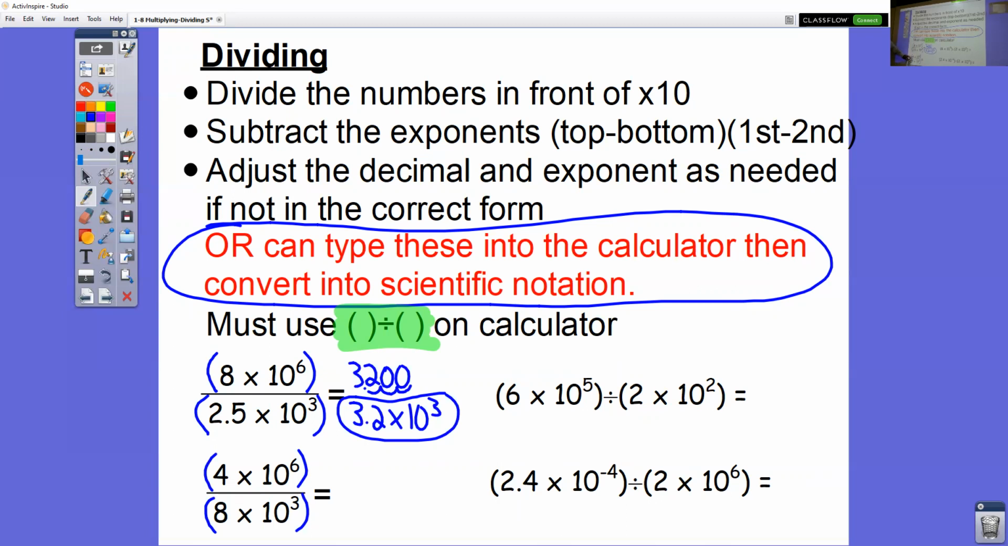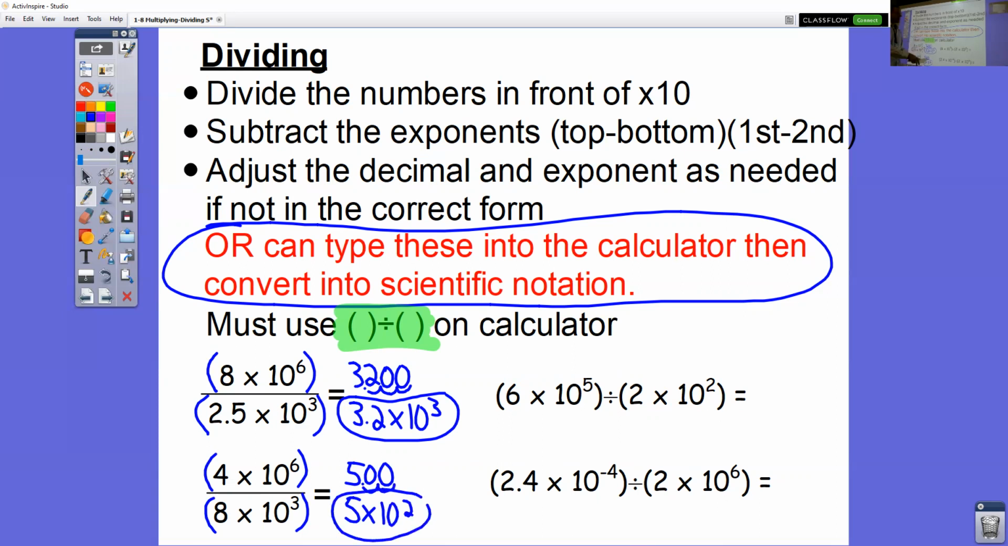Same thing here. Make sure that you type it into the calculator with parentheses. If you don't use the parentheses, you will get the wrong answer. So when you type it into the calculator, you should get 500. Put a decimal point after our first non-zero number. So this becomes 512 times 10 to the second power.